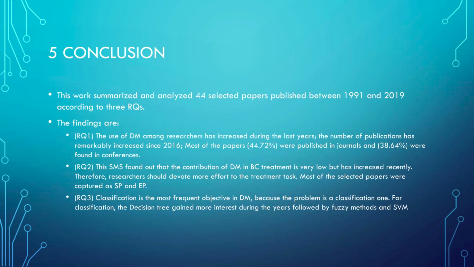So now we reach our conclusion. This work summarized and analyzed 44 selected papers published between 1991 and 2019 according to three research questions. So the findings per research question are: the use of data mining among researchers has increased during the last years. As we said, the number of publications has remarkably increased since 2016, and most of the papers were published in journals and were found in conferences.